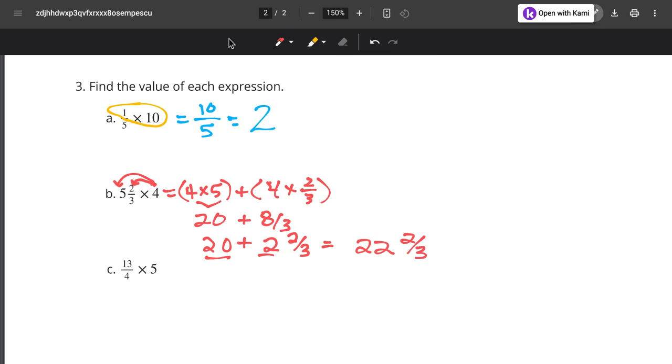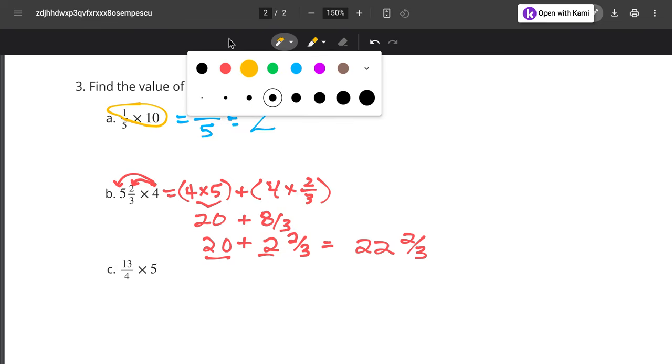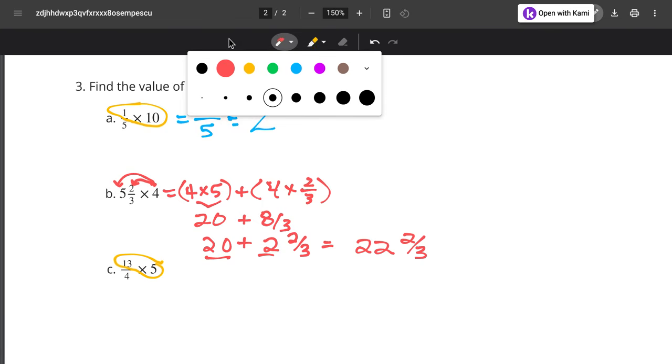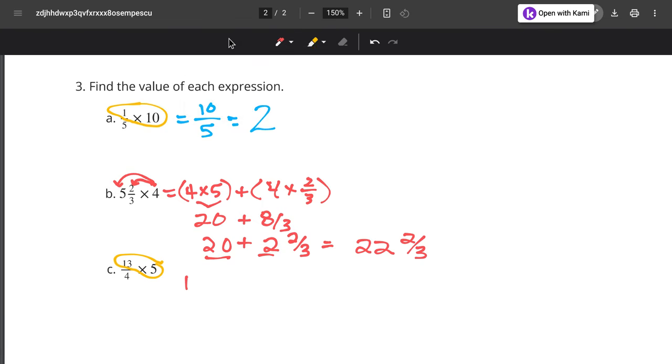Okay, let's go ahead to our very last problem here. For our very last problem here, we have 5 times 13/4. So the first thing I'm going to do is I'm going to multiply my 13 times 5, and then I'll keep my denominator the same. So I'm going to have 13 times 5, and I'm going to keep my denominator of 4.